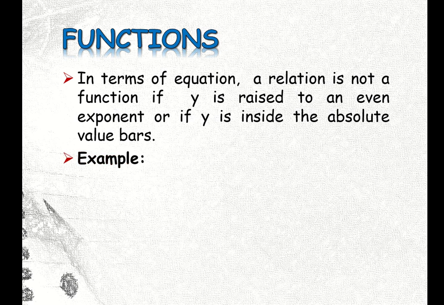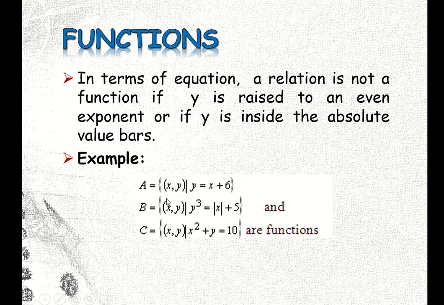Okay, for example, we have here a, b, c. We have a set or relation here in set notation. Set A contains an ordered pair of elements x and y such that y equals x plus 6. Oh, sorry, they are expressed in terms of a formula. And B is also a set that contains ordered pairs of elements x and y such that y cubed equals the absolute value of x plus 5, and C is also a set that contains an ordered pair of x and y such that x squared plus y equals 10.